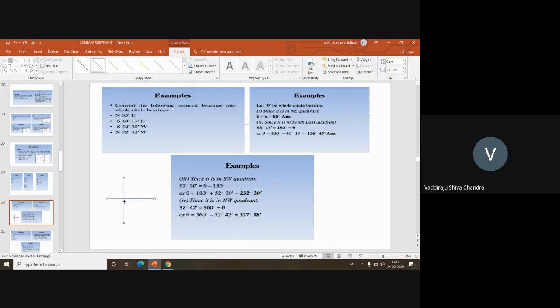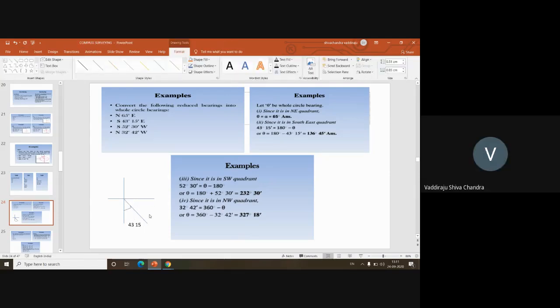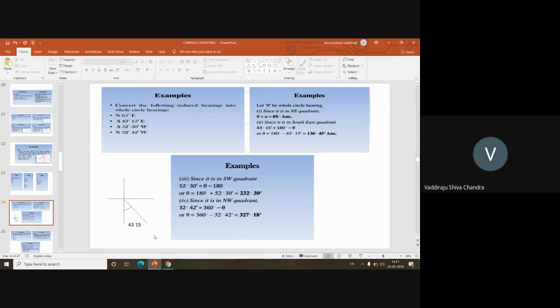No, he has given it as southeast. I'm asking you what is the whole circle bearing. So this angle is 43 degrees 15 minutes, as per the given question, up to here. Up to here it is 43 degrees 15 minutes with respect to southeast. But what is the whole circle bearing? The bearing of this line is 180 minus 43 degrees 15 minutes. So I want to determine what is the angle from here now.